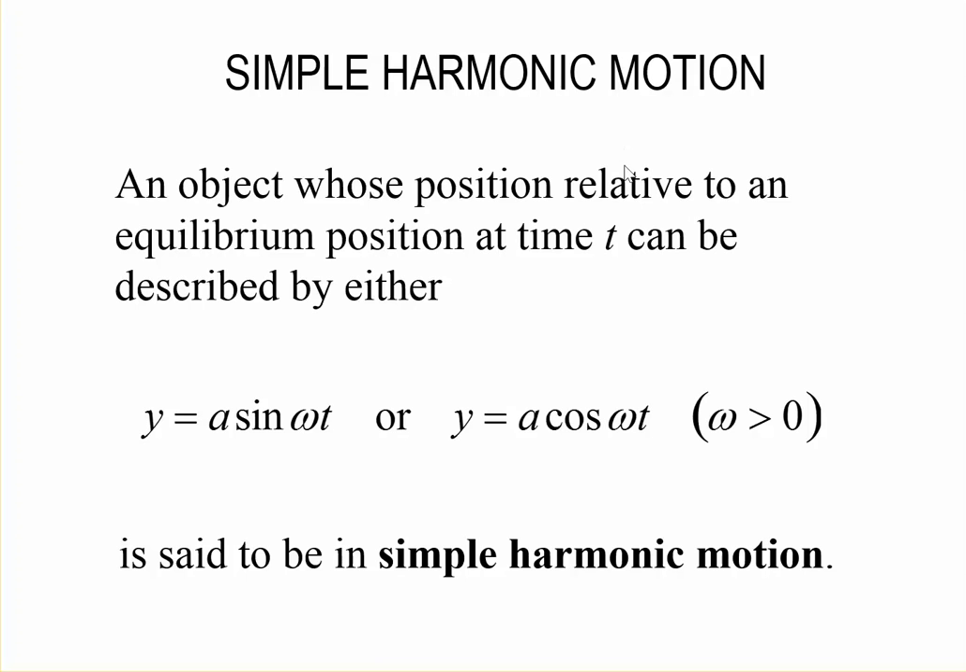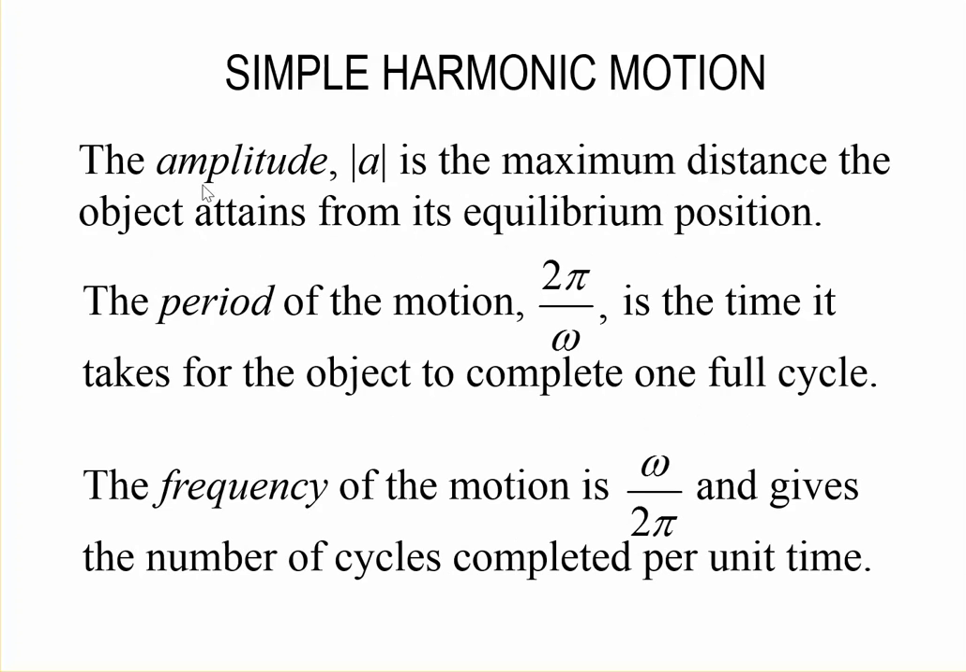Okay, so yes, we do need the amplitude. Yes, we do need the period, and we need something called the frequency at this point. The frequency, omega divided by 2 pi, gives the number of cycles completed per unit of time. So how fast it's climbing back up.